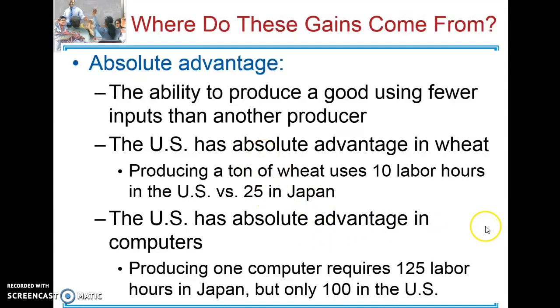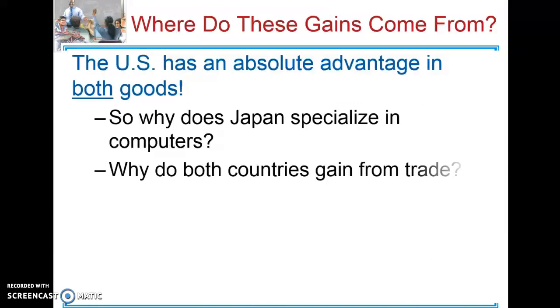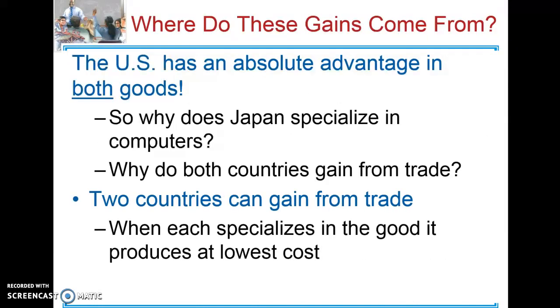advantage. The US also has an absolute advantage in computers, and that's because producing one computer requires 125 labor hours in Japan, but only 100 labor hours in the US. So the US has an absolute advantage in both goods. So why does Japan specialize in computers, and why do both countries effectively gain from trade?